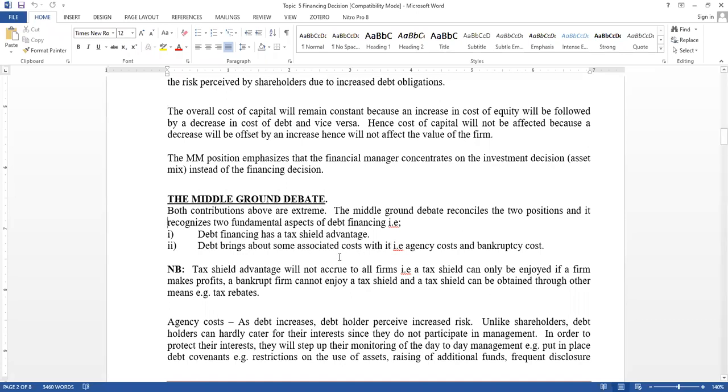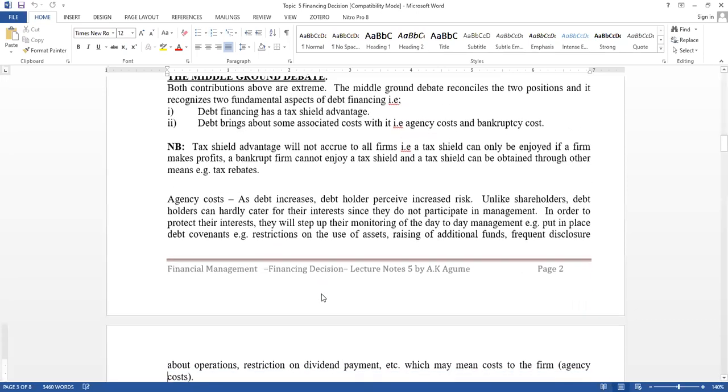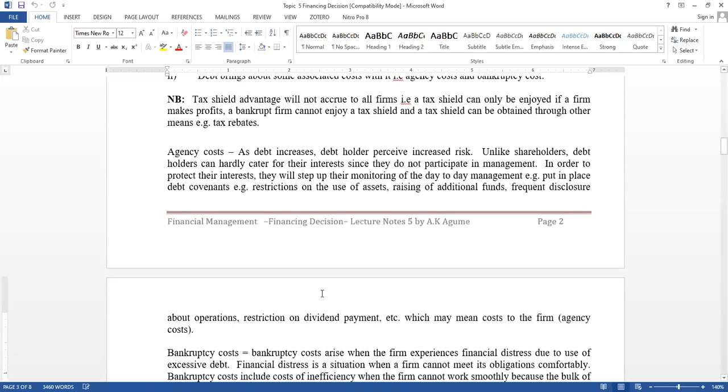And the tax shield advantage will not accrue to all firms. For example, you can enjoy that tax shield if you make profits. The bankrupt firm cannot enjoy the tax shield, and the tax shield can be obtained through other means, e.g. tax rebates. And for agency costs, when debt increases, the debt holder perceives increased risk.